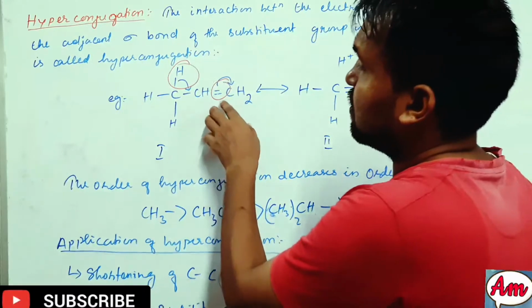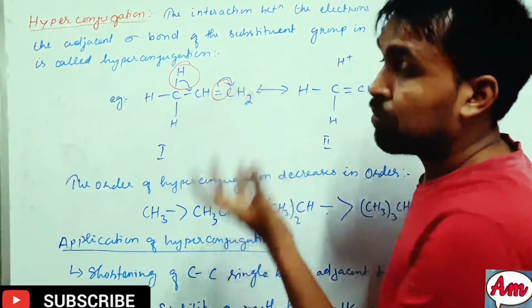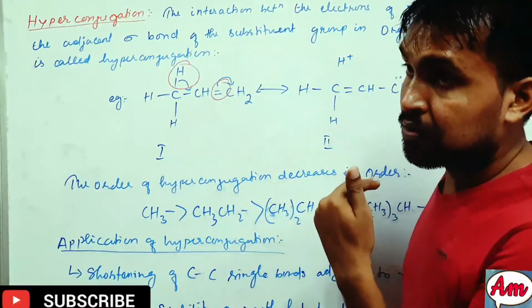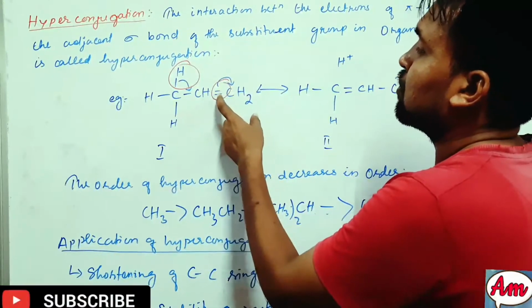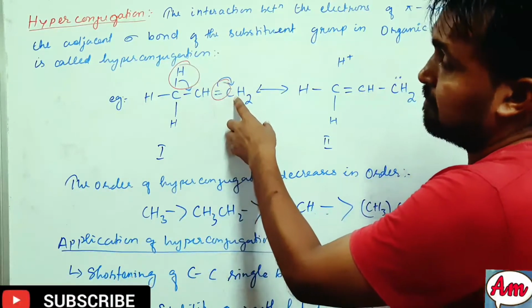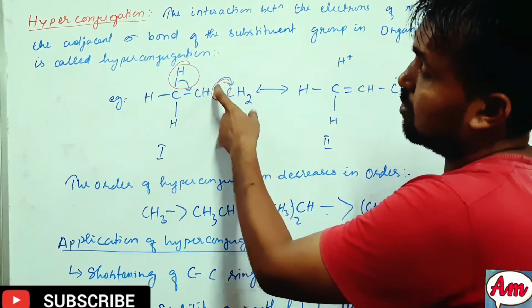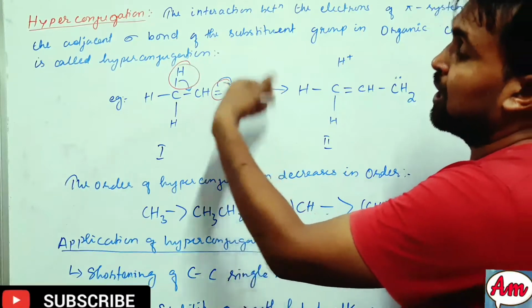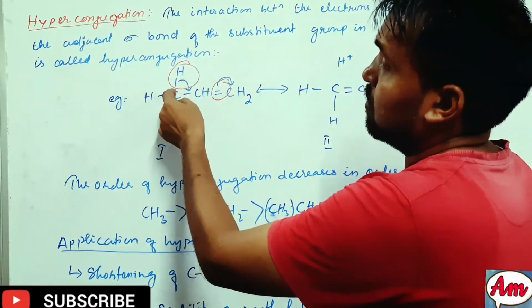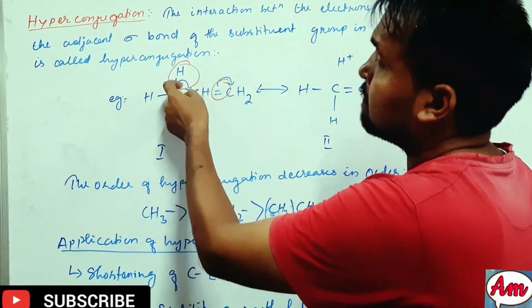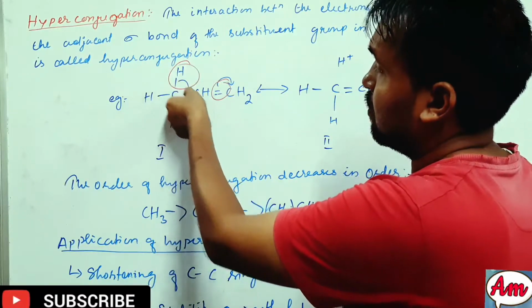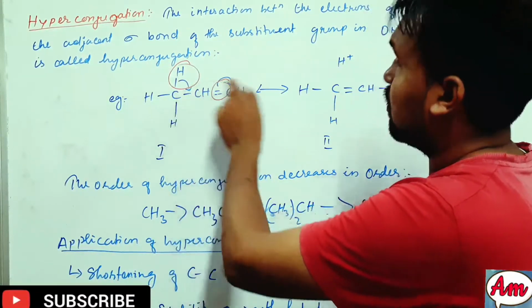So what happens in hyperconjugation? You will see this double bond is there. The double bond will be broken and the electrons will be shifted to the next carbon. When this double bond is broken, the electrons will be shifted here, and the adjacent sigma bond, the bond with the hydrogens, will be broken, and these electrons will be shifted here and a double bond will be formed, as you can see.